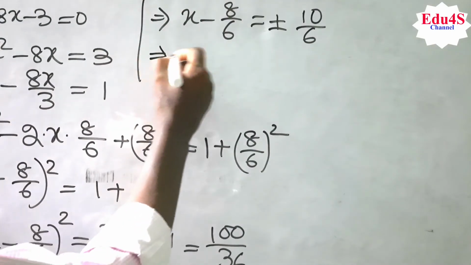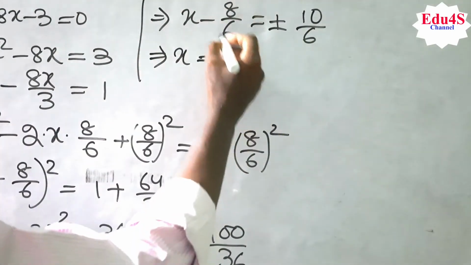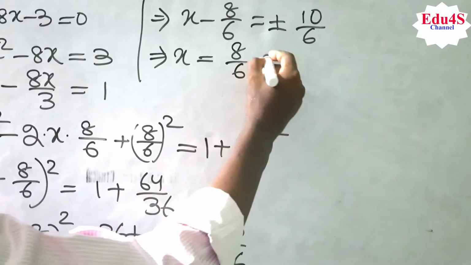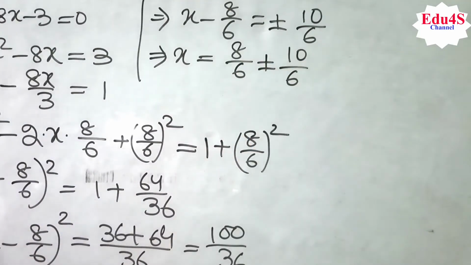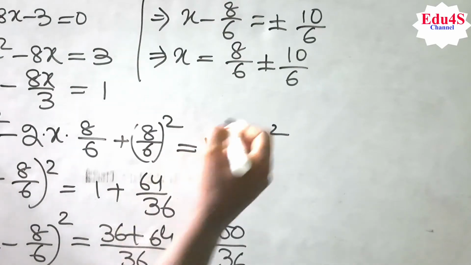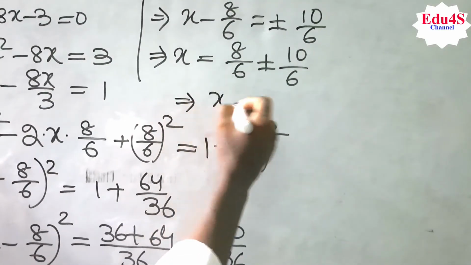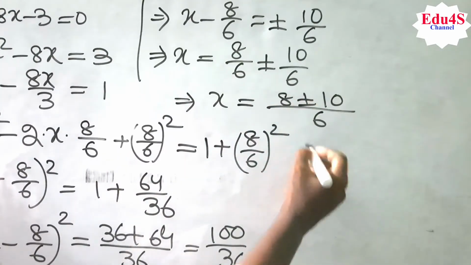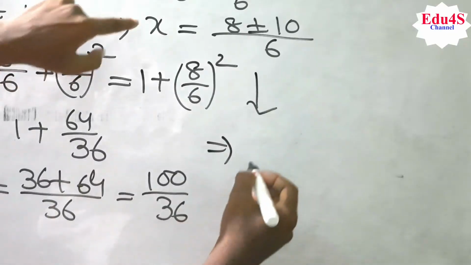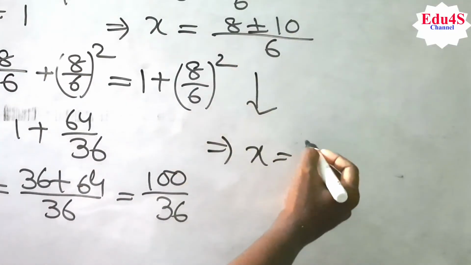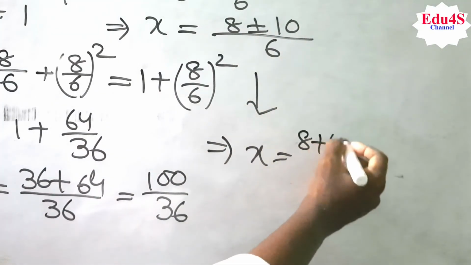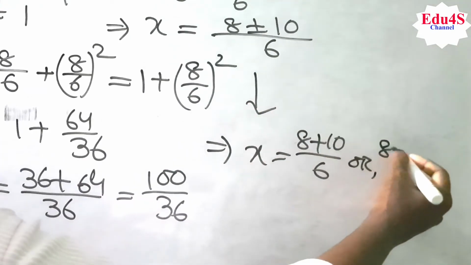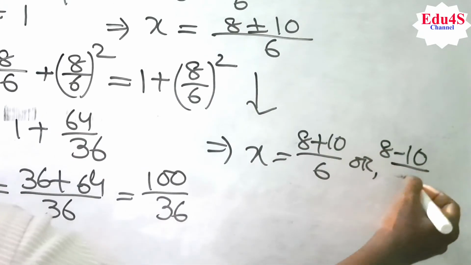Now what will we do? We will write x here and take this one to the right hand side. Since it is minus 8 by 6, if we take it to the right side, it will be plus 8 by 6, then plus minus 10 by 6. Now this implies x is how much? If we take the LCM 6, it will be 8 plus minus 10 by 6. So I am writing here the next step. So x will be how much here? It will take plus 10, so it will be 8 plus 10 by 6, or it will be 8 minus 10 by 6.